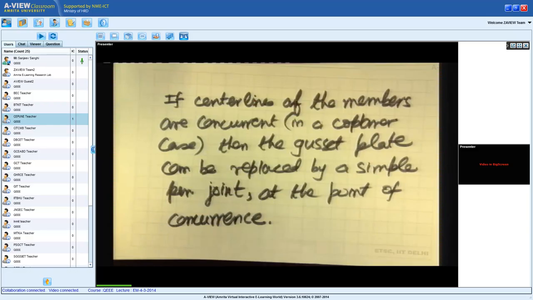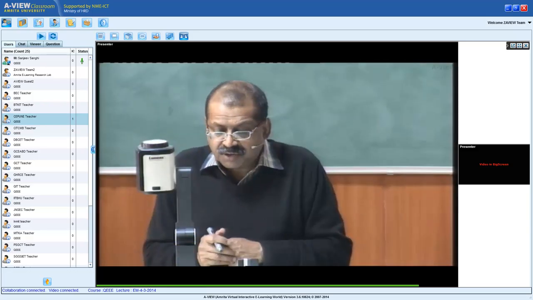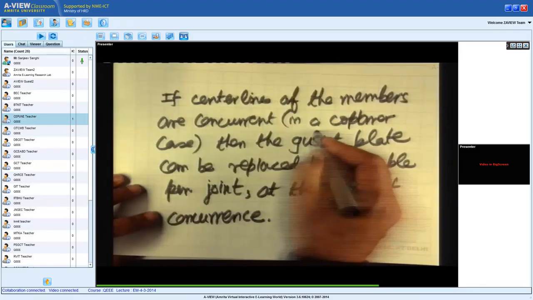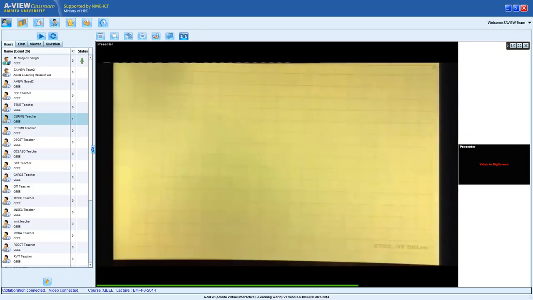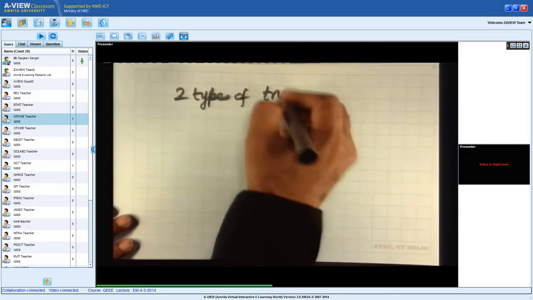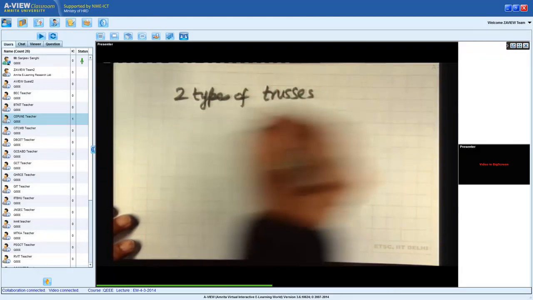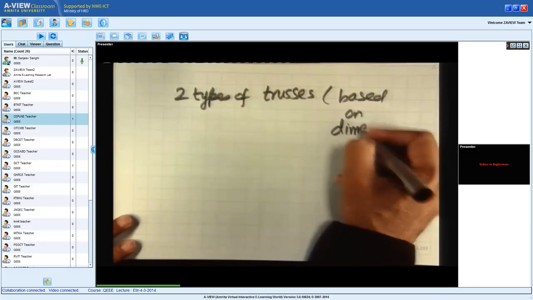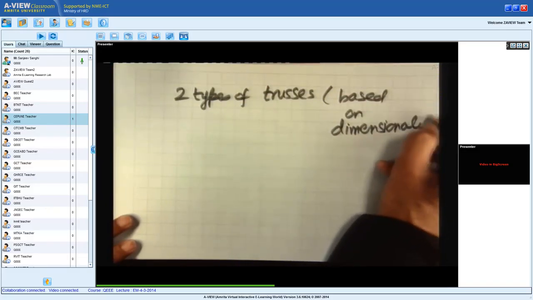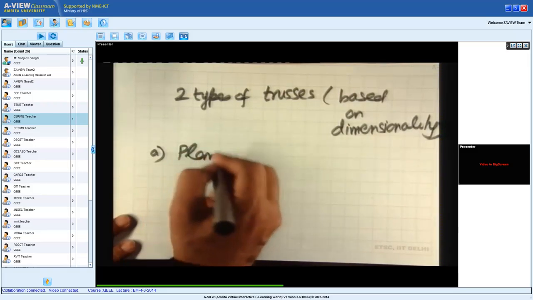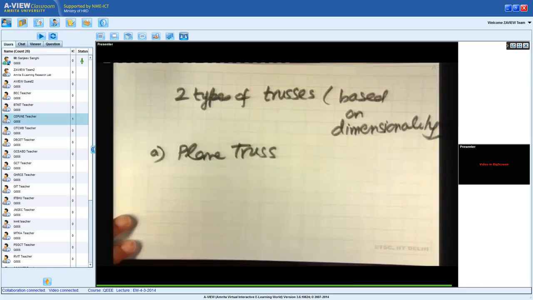And this, you will see, will cause the analysis of the truss to become simplistic. So this is what we do in a coplanar case. Actually, we have two types of trusses. There can be more classifications, but this is two types of trusses based on dimensionality. The first type is a plane truss, and that is what we will focus on in this series of lectures.